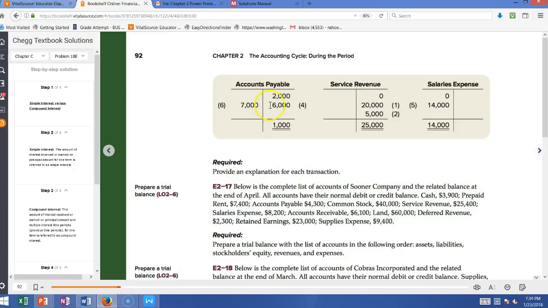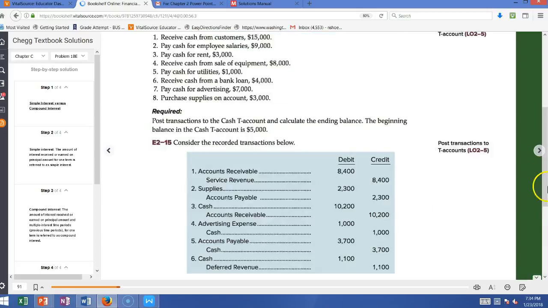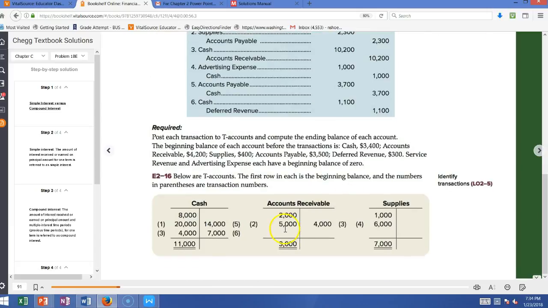Number 2, I see a credit for service revenue of $5,000, and then I see a debit to accounts receivable of $5,000. What would that be, guys? Provided services on account. Does that make sense? You see how it's important to be able to look at these accounts and figure out what happened? You see how you're able to start making sense of how we are communicating this information?